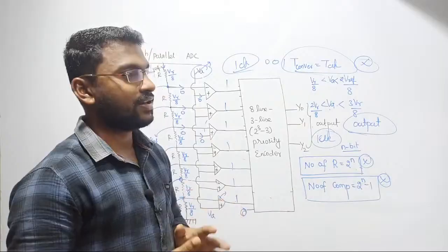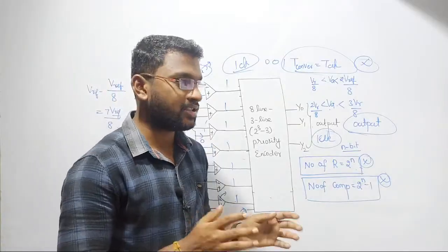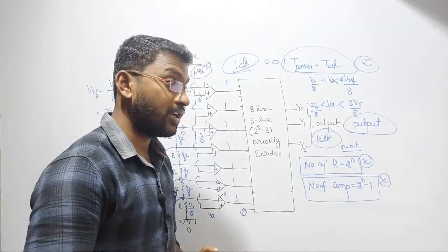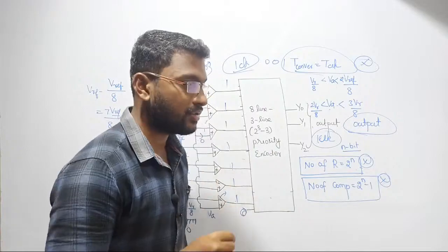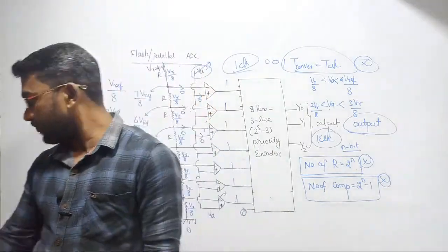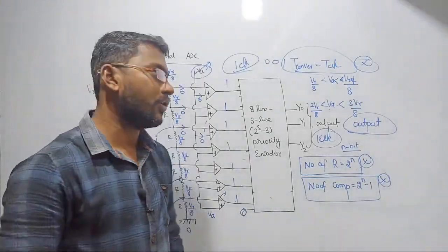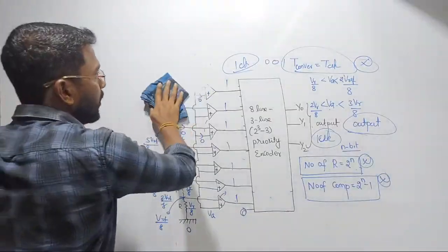On one side its speed is not good, but on the other side it is the best device from the accuracy point of view. Dual slope integrator is the best device. Fine, let us start our operation. Finally we are going to discuss the dual slope integrator.